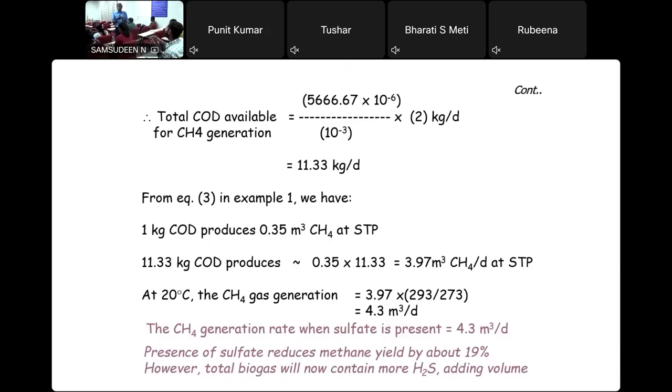Methane is reduced, but overall volume of gas is increased because of the hydrogen sulfide, H2S gas in there. That's what we now call biogas. It's a mixture of H2S, CO2, and methane. Yeah, that's right. Any other questions?